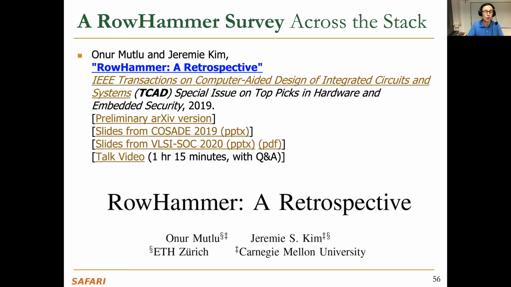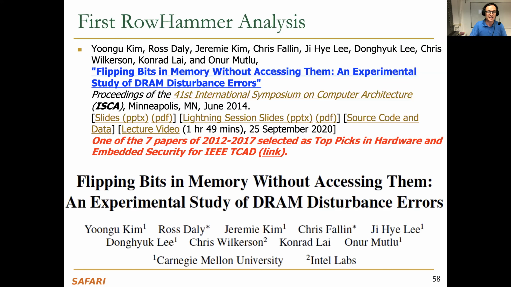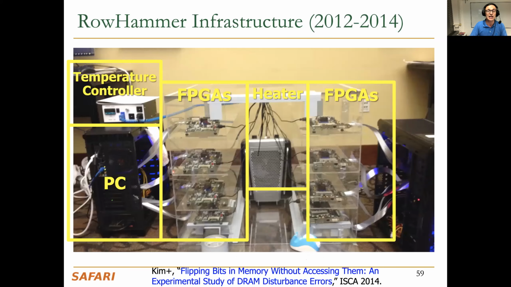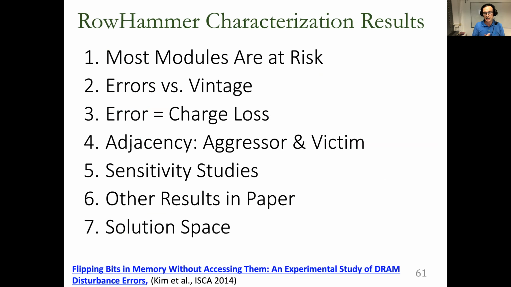So this is an overview of the work. What this doesn't cover is the work that was done later, meaning 2020, 21, 22, which I'm going to talk about soon. But before we go into it, let's talk about understanding RowHammer. This was our first paper that was published in ISCA 2014. And we did a lot of studies on 129 DRAM modules manufactured between 2008 and 14. And these are our major conclusions, basically.